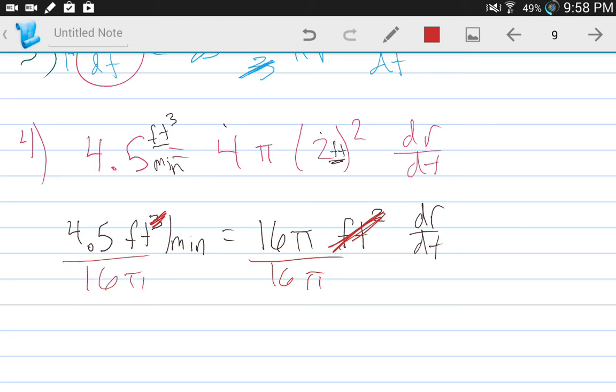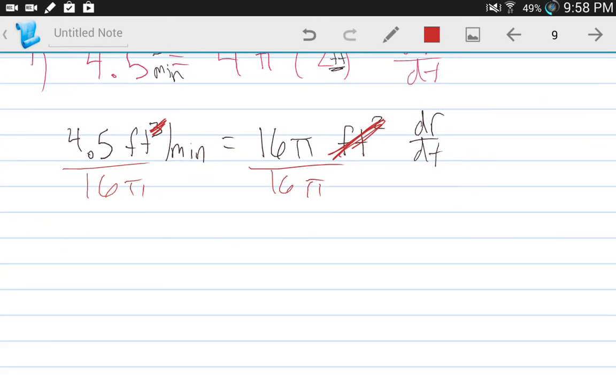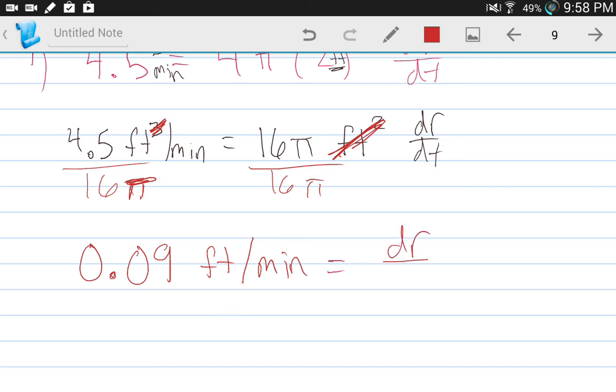And in this case, since we have a decimal in here, usually if there is a decimal, you can just make your answer into a decimal. So I do 4.5 divided by 16 pi, and it's going to be approximately, when I round, 0.09 feet per minute, and that's equal to dr/dt, which is what I was solving for.